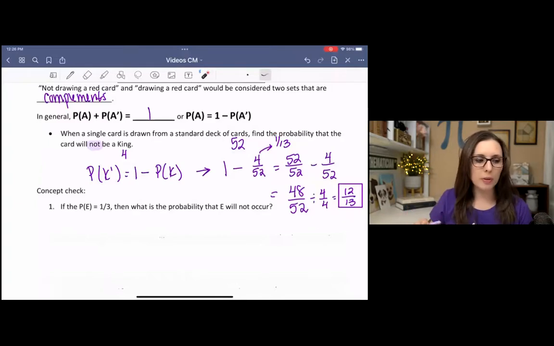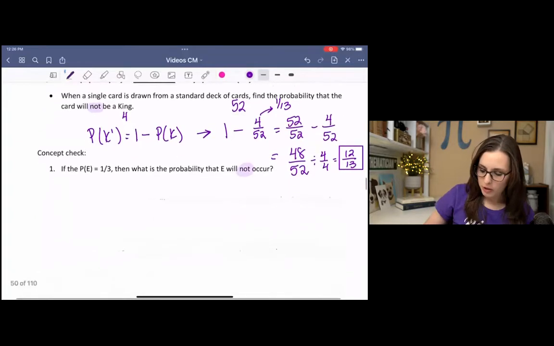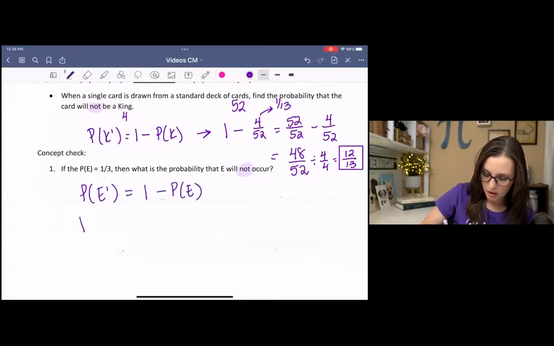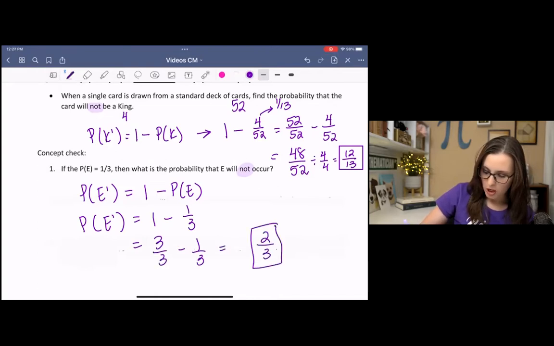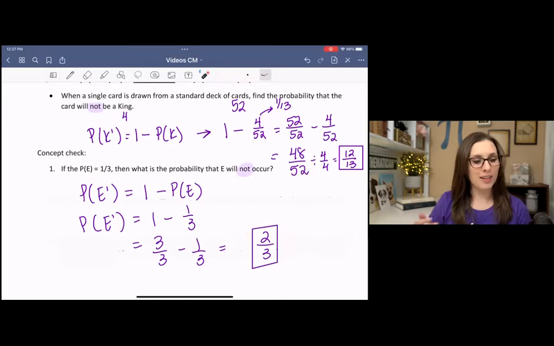Last example here: the probability of an event, it doesn't matter what the event is, is a third. What is the probability that event E will not occur? Go ahead and pause it, try it, and come back. Hopefully what you did is the probability of the complement of E is 1 minus the probability of E. So we sub in the probability of E, common denominator, and we get 2/3. You can check it because these two numbers should add up to 1, and they do.